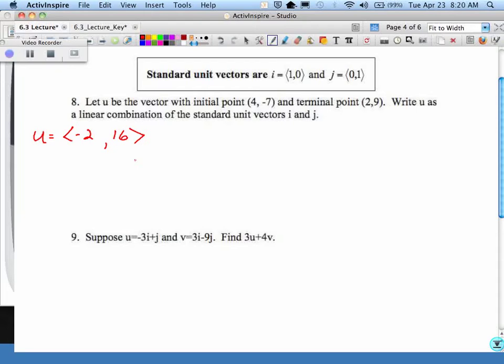That is correct. That is what we call the component form. That means the terminal is at (-2, 16). The initial is sitting back at (0, 0).